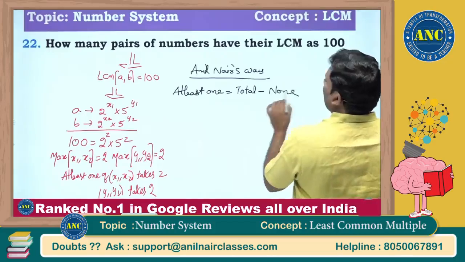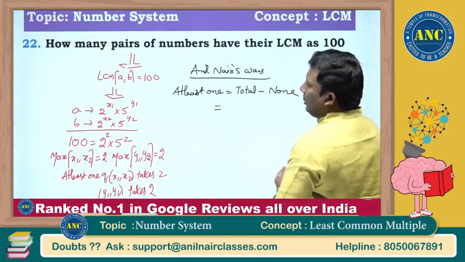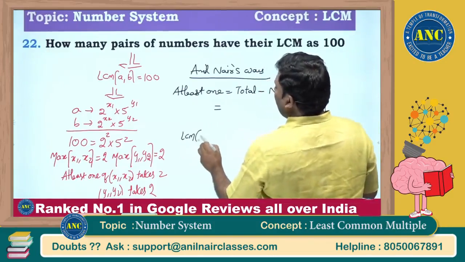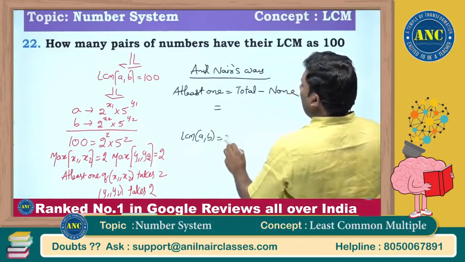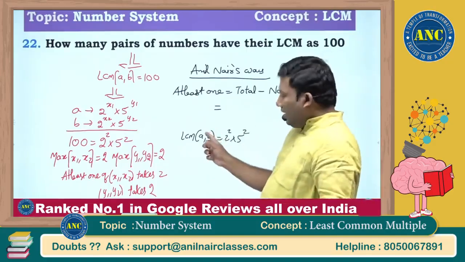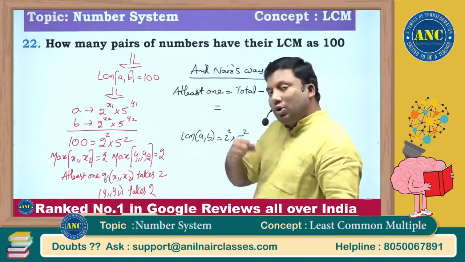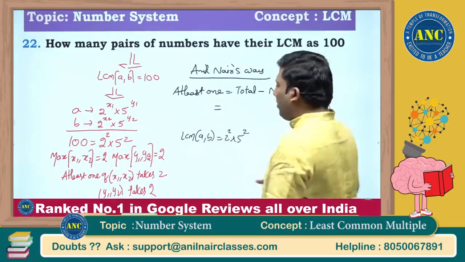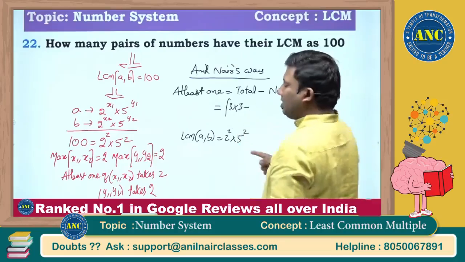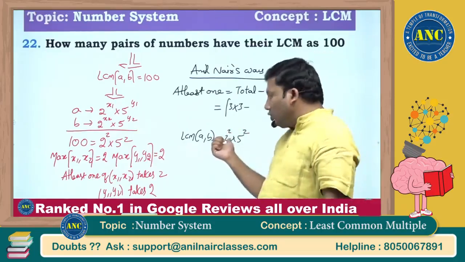Total minus none. Tell me total cases, how much will it be? The question is LCM of A comma B equivalent to 2 square into 5 square. A can take how many cases? 2 power 0, 2 power 1, 2 power 2. 3 cases. B can also take 3 cases. None: don't take 2 power 2.